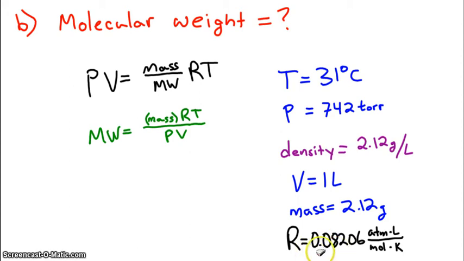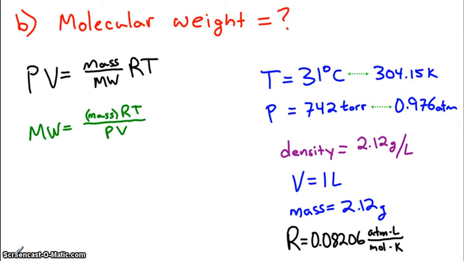The universal gas law, or ideal gas law constant, is 0.08206. And the units are atmosphere liters over moles kelvins. Because we're going to have to use this universal gas constant in our expression for the ideal gas law, we're going to have to convert temperature from Celsius to Kelvin and the pressure unit torr to atmospheres.